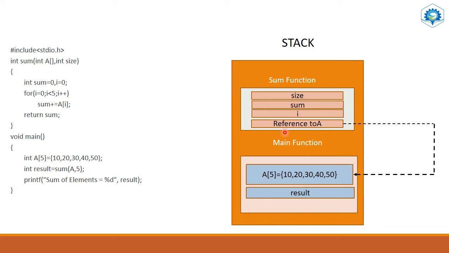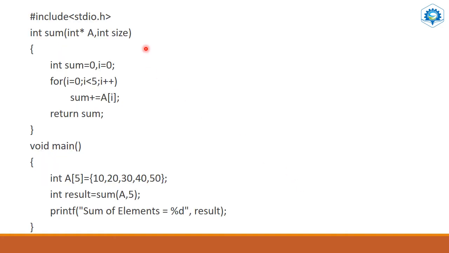So here in the sum function we have a reference to a, because the address of a will be passed to the function sum. So there will be a reference to a in the sum function. Whenever we make a change to the array a, that change will be reflected in the main function also.